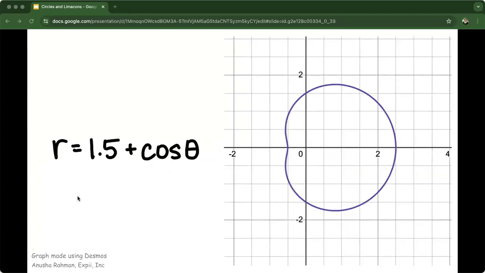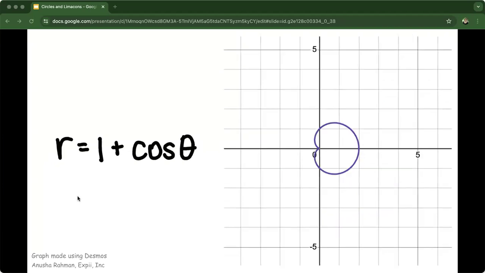This is the graph of r equals 1.5 plus cosine theta. As you can see, b is greater than a, but less than 2a, so the limaçon is dimpled. And as we can see in this example, b equals a. Therefore, this is an example of a cardioid. You may notice a cusp at the origin, which makes this a heart-shaped curve.